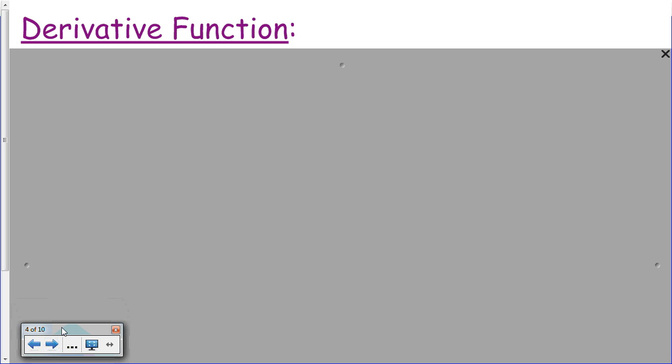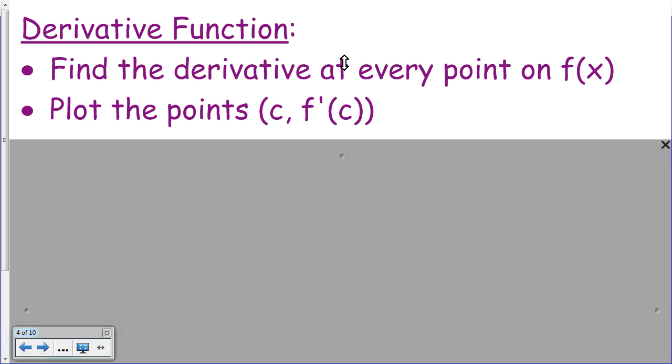All right, so that brings us to this idea of a derivative function. When we talk about a derivative function, we're talking about starting with some function f of x and then using that to come up with this new derivative function. So what is the derivative function? Well, here's what a derivative function actually is. A derivative function is found by finding the derivative at every single point on your function f of x.